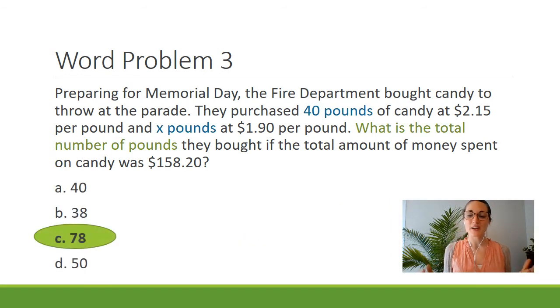So for this one, they're actually asking what is the total number of pounds? So be careful. You'll see that 38 is an option on this multiple choice, but that's not what they're looking for. In the end, they want to know what was the total pounds of all candy, not just the X that we were missing. So that means we have to take the 38 pounds of the $1.90 candy and the 40 pounds of the $2.15 candy and put them together. So total, we have 78 pounds of candy.